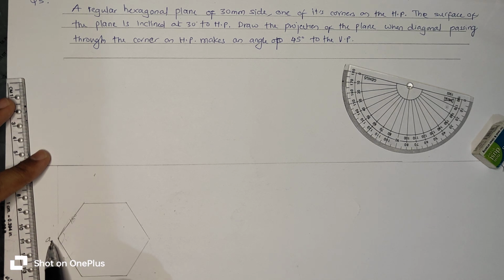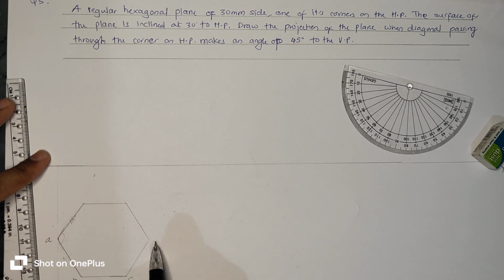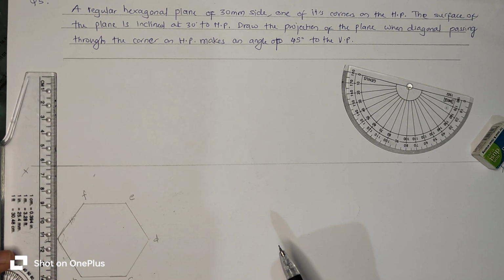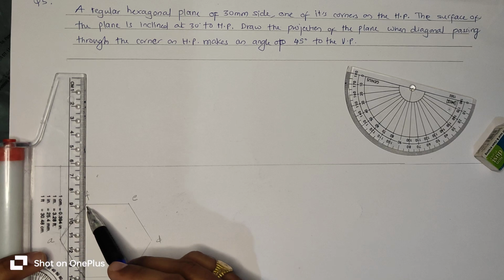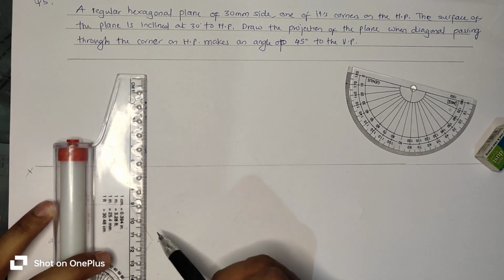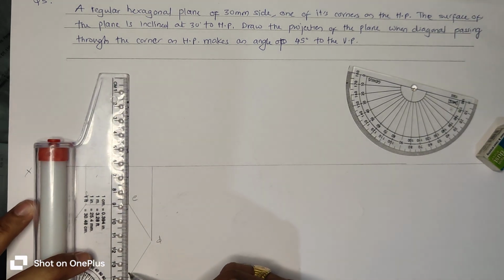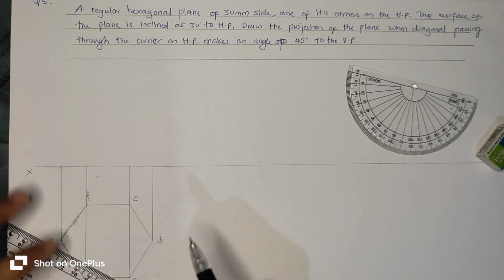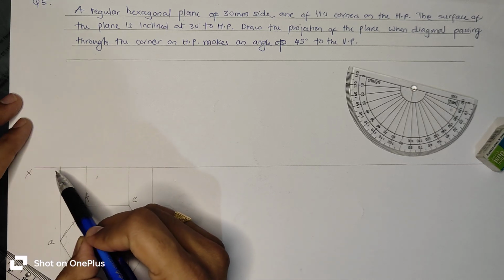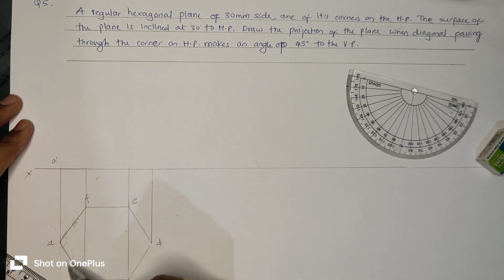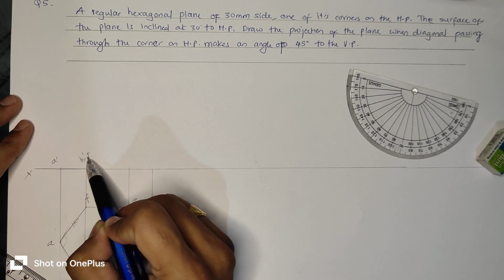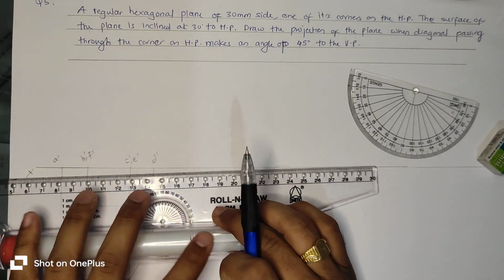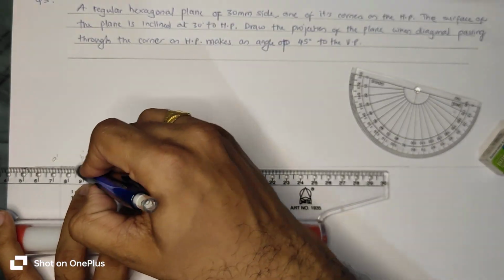I will name it as A, B, C, D, E, F, and take projection of all points on the XY line. Now mark these points on the XY line as A dash, B dash, F dash, C dash, E dash, and this is D dash. So this is a top view.